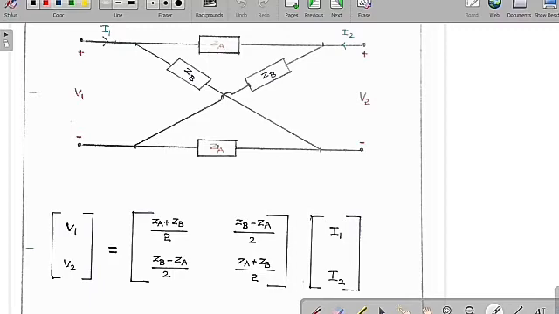This is a ZB, this is also ZB, but this is a ZA. So it's an easy way to remember ZB plus ZA by 2. These are the two rows. These two elements are always equal, which is ZB plus ZA by 2, whereas these two elements are ZB minus ZA by 2. Whereas ZB are the diagonal elements, whereas ZA are the straight line elements.